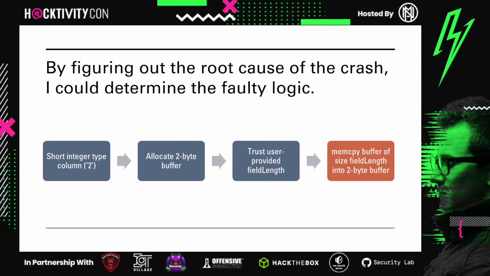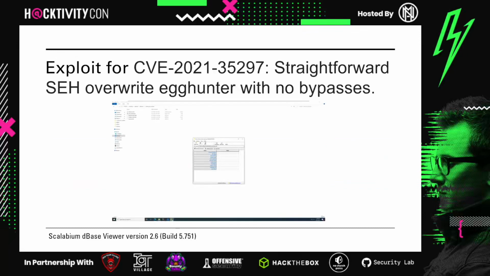Now if you think about it, if field length is maybe 100 instead of 2, the program is going to try to copy 100 bytes of memory into a 2-byte buffer. And this is not going to be enough. It's going to cause a buffer overflow, which leads to our crash. Using this buffer overflow, I could then override the structured exception handler and thus jump to my own shellcode and execute my own arbitrary commands. So what you see here is an example of this type of exploit on Scalabium DBase Viewer version 2.6.